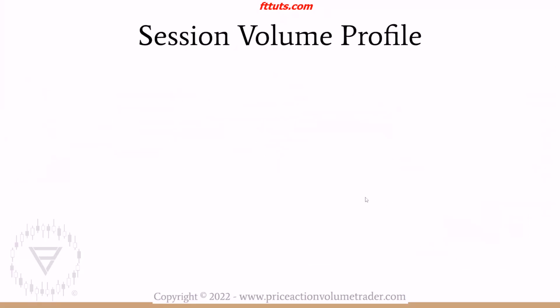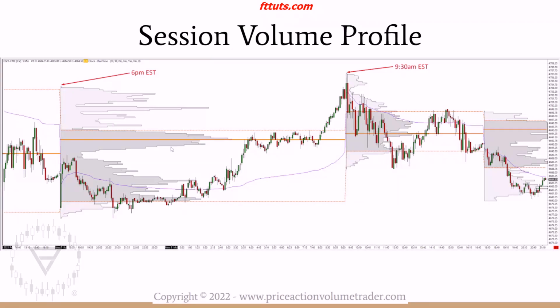Then we have what I was showing you before, what are the session profiles. And in this case, we got daily profiles, but we do have them split up into their 2 separate sessions. So we can see here how we have this profile, which started at 6 p.m. Eastern time. This is a 5-minute chart of the E-mini ES. And so this is 6 p.m. Eastern. We start a profile for the extended trading hours, and then right at 9:30 a.m. Eastern, at the start of the regular session, a new profile forms.